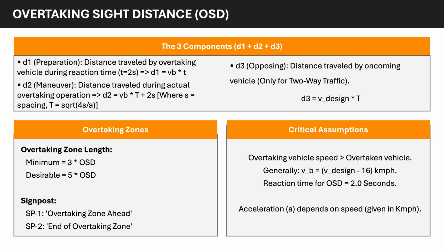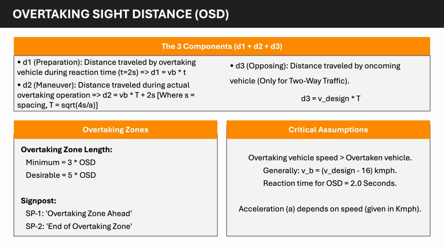Next is OSD. This is more complex because it involves 3 vehicles. Look at the components D1, D2, and D3. D1 is a reaction distance. Here, reaction time is 2.0 seconds, not 2.5, because the driver is alert.